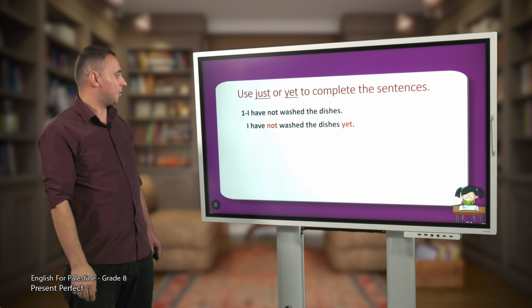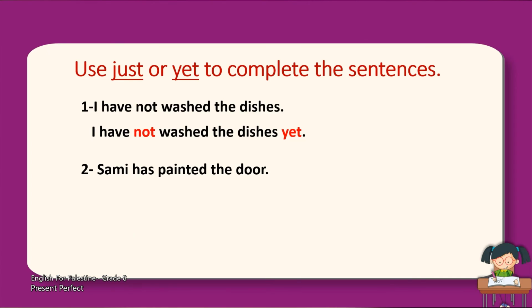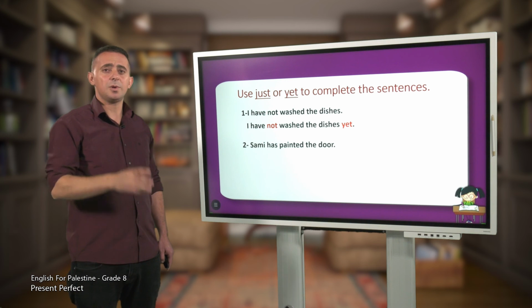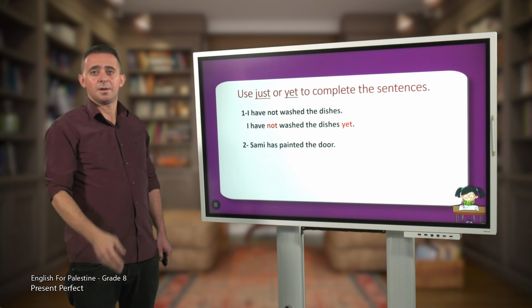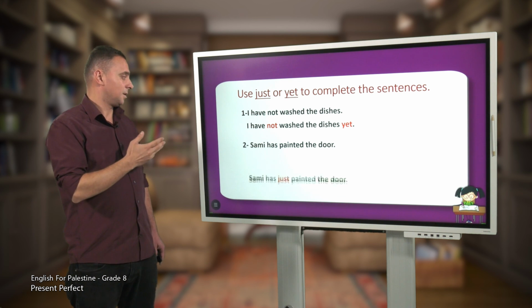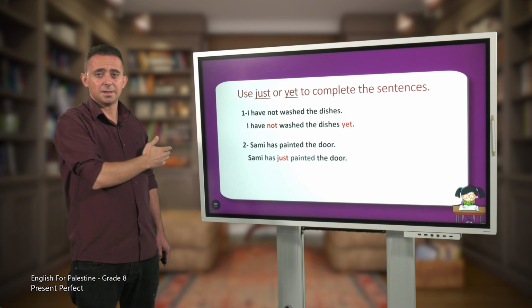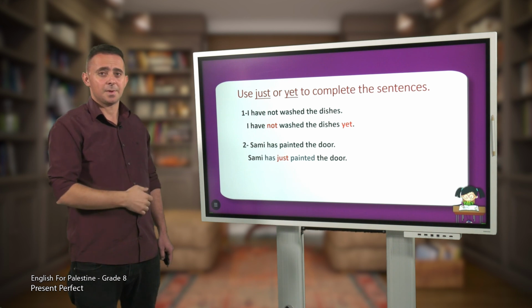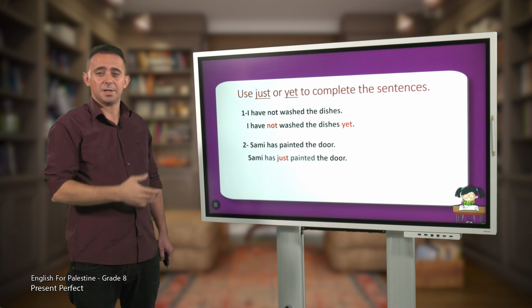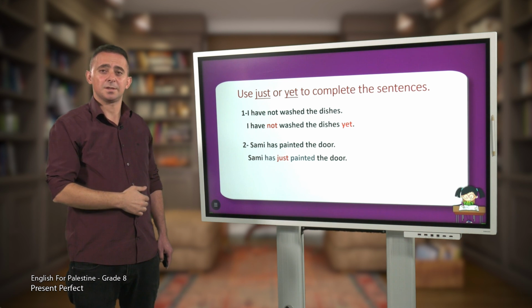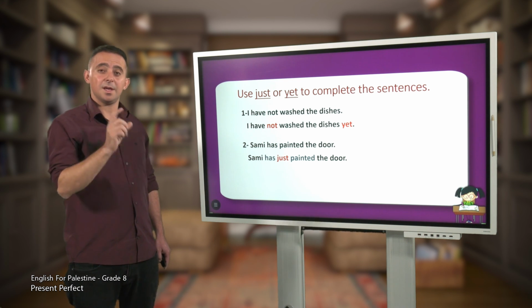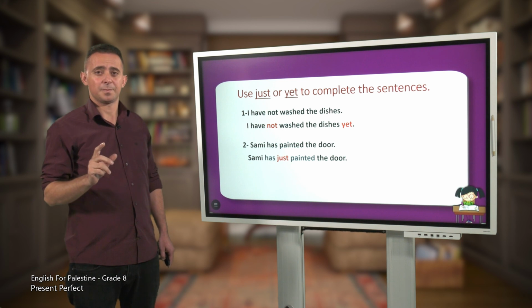What about number 2? Sammy has painted the door. Again, Sammy has painted the door. Shall we use yet or just? Very fine, we use just. Let's see. Sammy has just painted the door. And notice, dear students, just is in the middle between the helping verb has and the past participle. What does just mean? Based on what you have seen in the previous examples, it means that the action happened a short time ago.